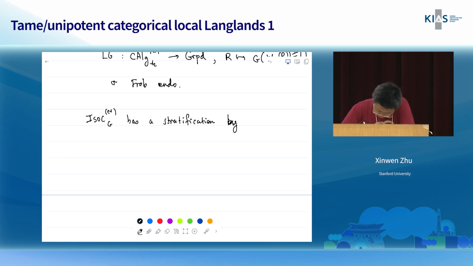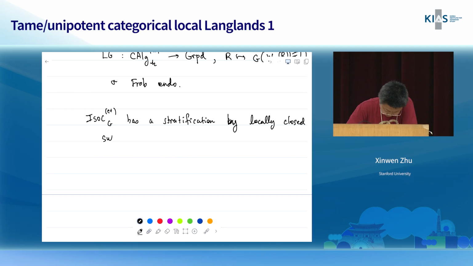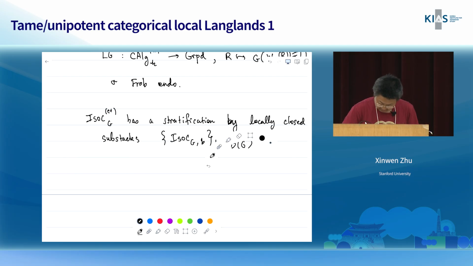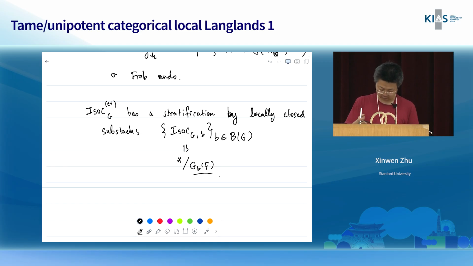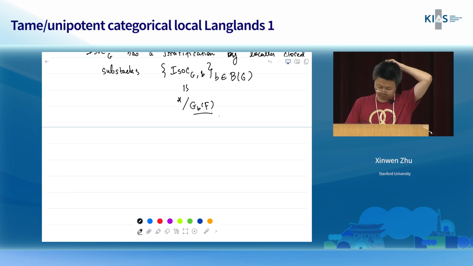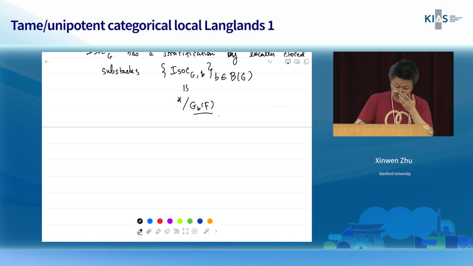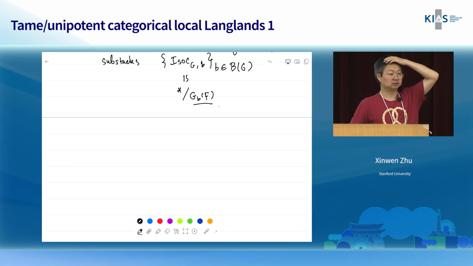Indexed by a locally closed substack B in B(G), the Kottwitz set. Each stack has only one geometric point, but its automorphism group is a pro-finite group G_B, something like that. But this quotient you can understand properly, for example, in pro-étale topology, or if you use the isocrystal version, maybe in v-topology or something like that.